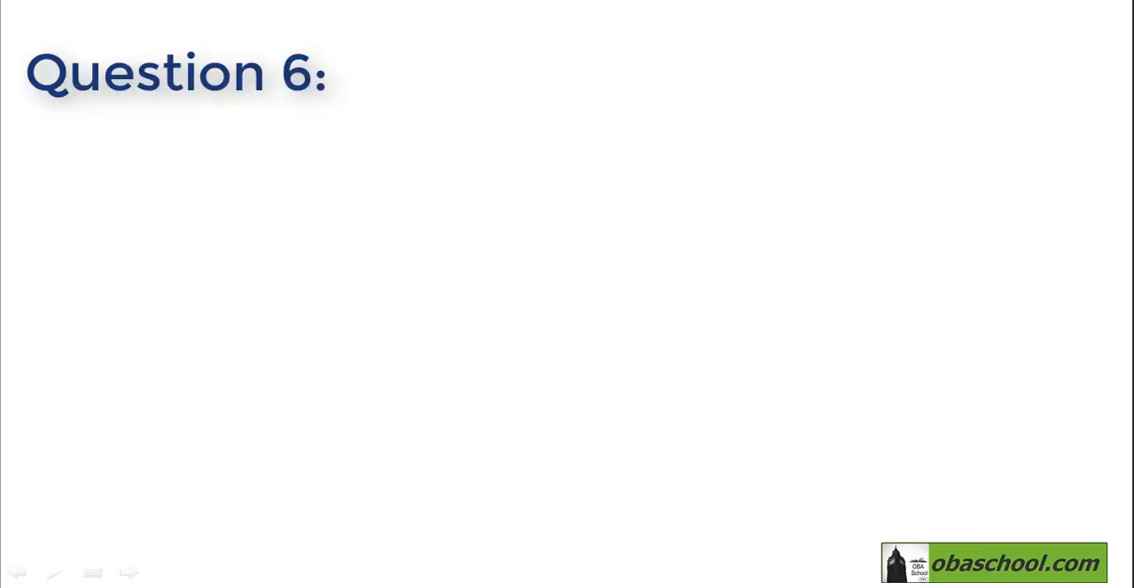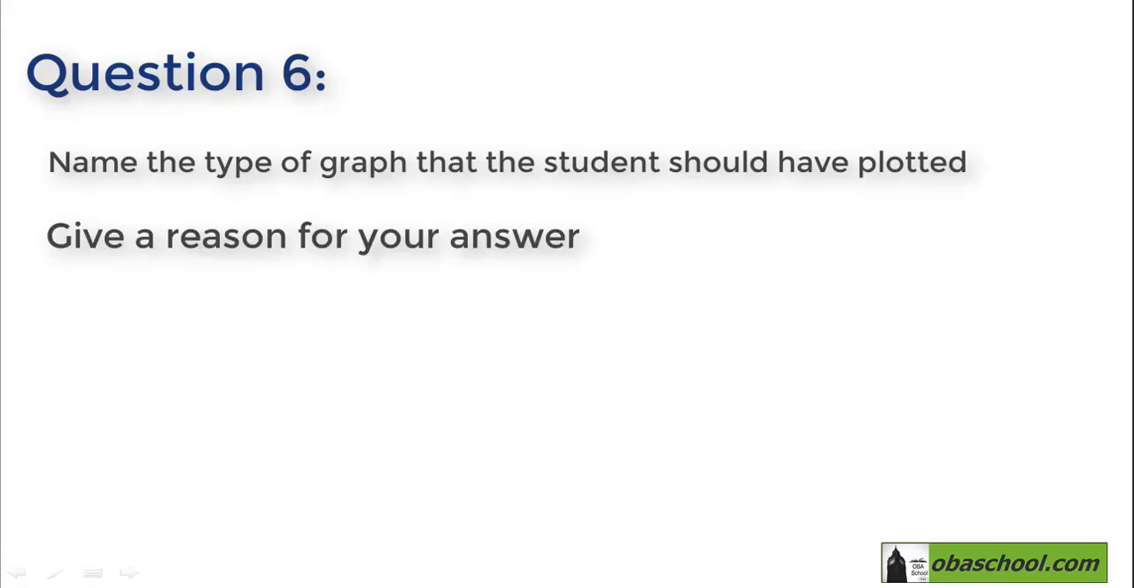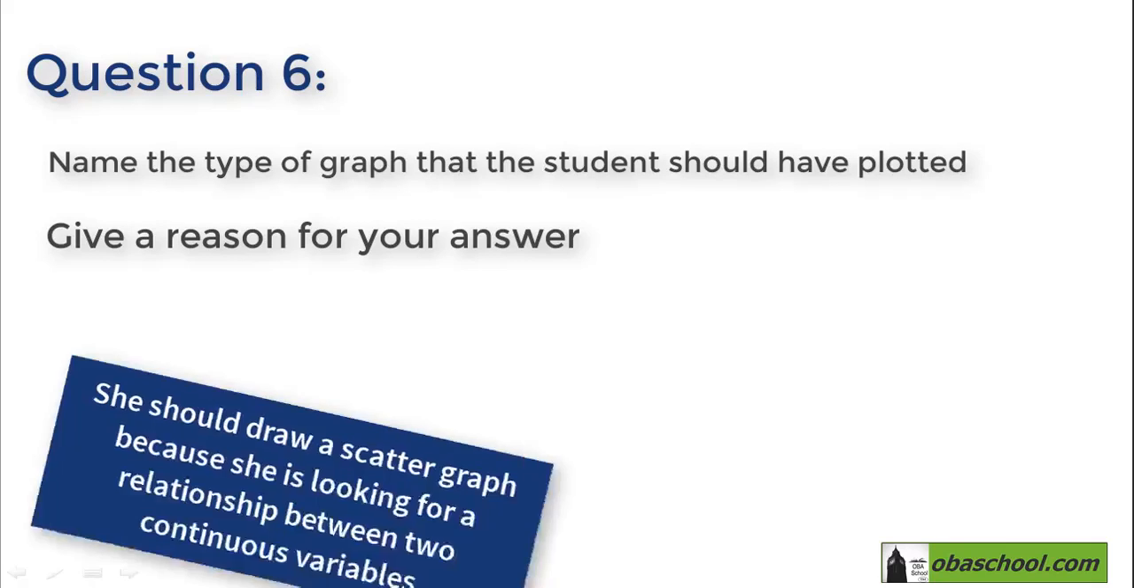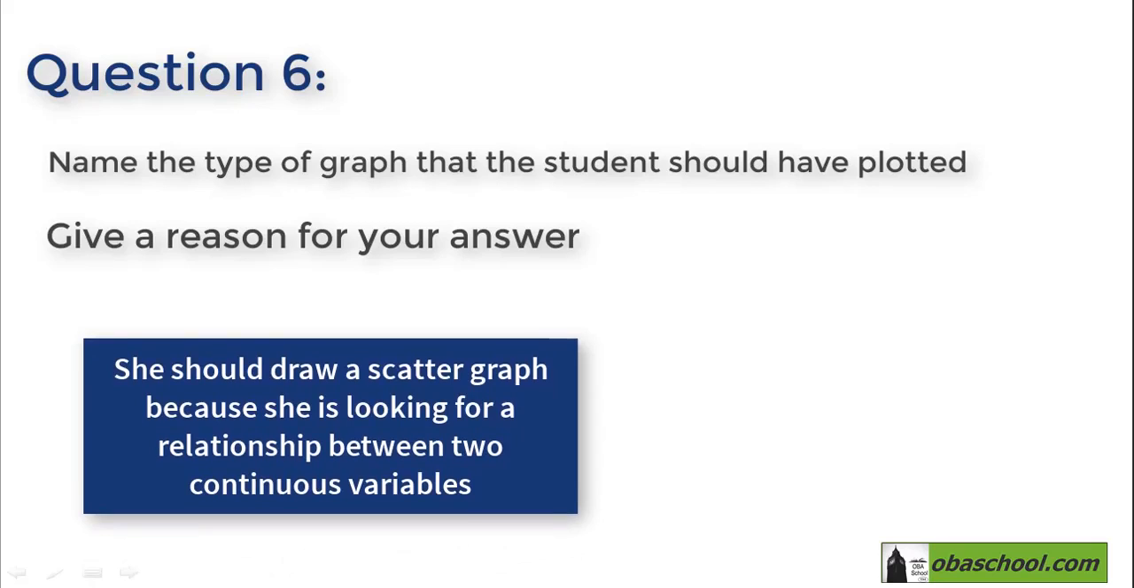Question 6. Name the type of graph that the student should have plotted. Give a reason for your answer. Note that you need to name the type of graph and explain your choice, and make sure to give a specific reason related to the type of data collected. So she should draw a scatter graph because she is looking for a relationship between two continuous variables.